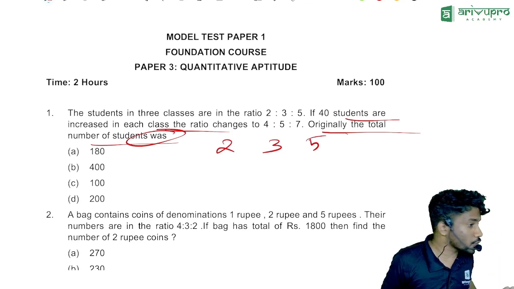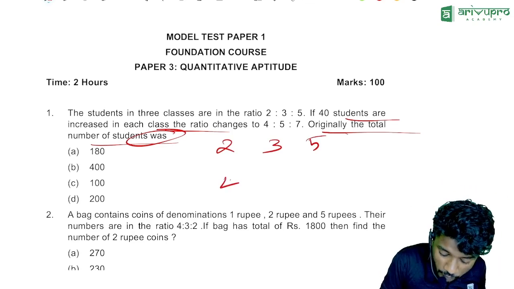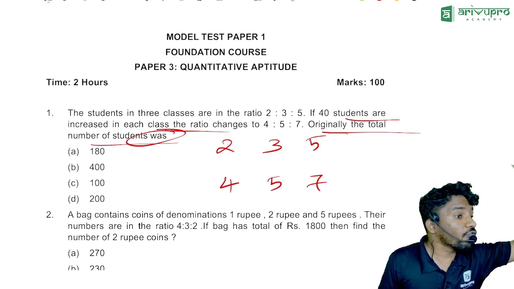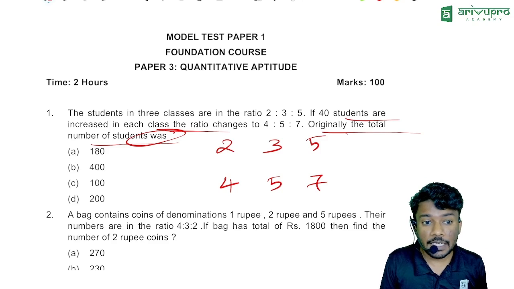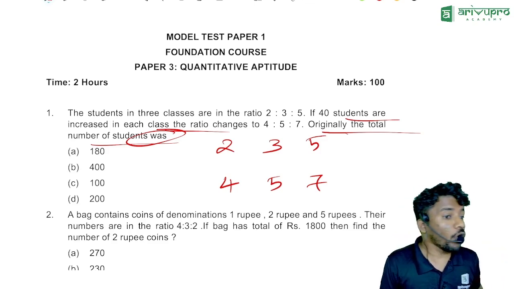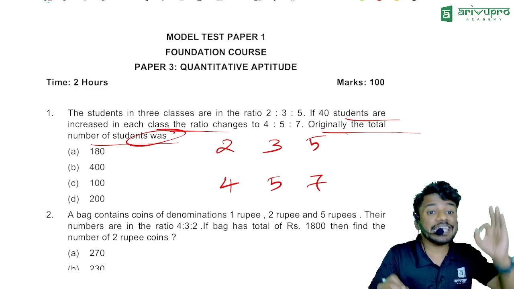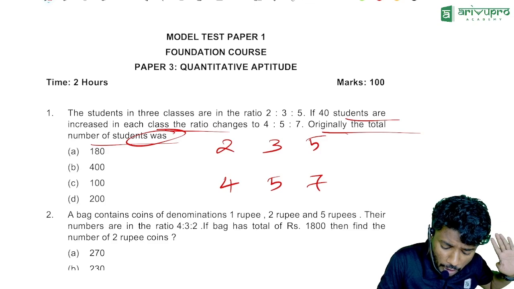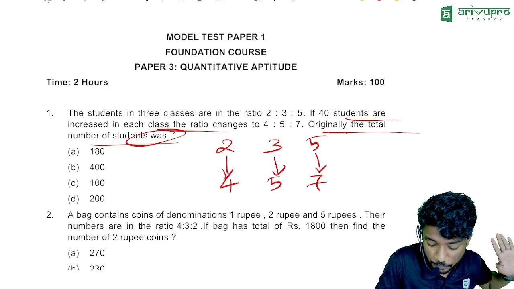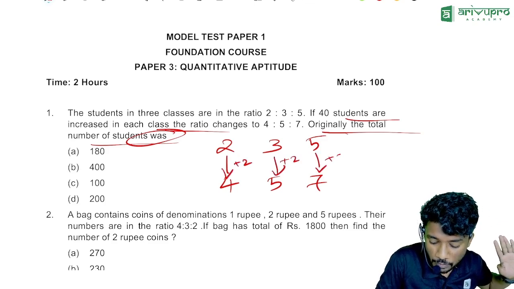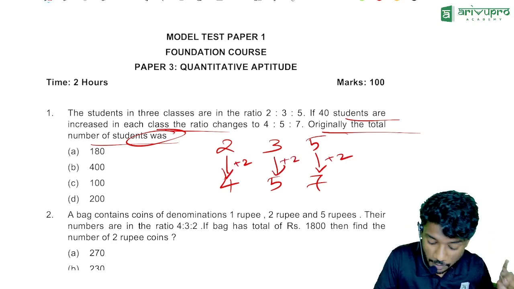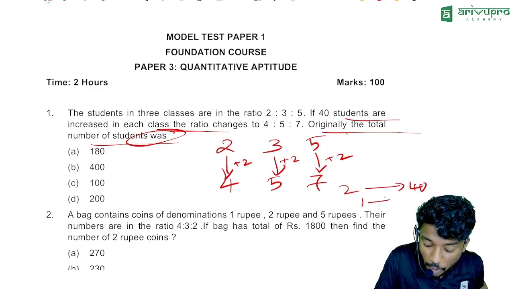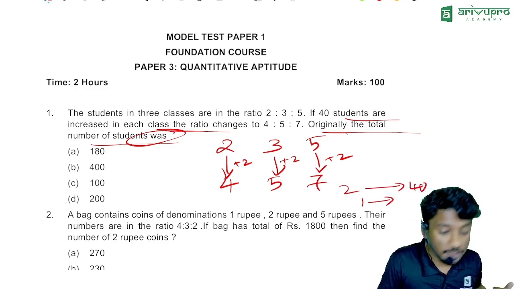So think, look at this question. 2:3:5 is the initial ratio, correct? Then the final ratio is 4:5:7. And what are they telling us? They are telling us that 40 students are added. Are you okay? Yes? 40 students are added. That means an increment of 40 is happening to each class, correct? But here, look at it. How much is the increment in the ratio? +2, +2, +2. But according to this question, this 2 is 40. So 1 will be how much? 40 divided by 2, that is 20.